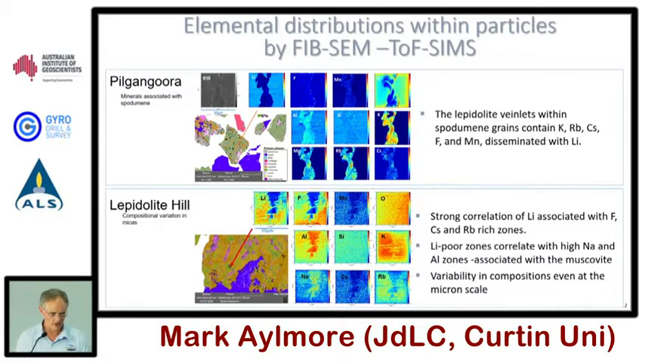As you can see here, the top one is the spodumene, looking at lepidolite zones where the main lithium is obviously associated with the spodumene, but you get variations, and there you've got potassium, rubidium, cesium, fluorine, and manganese in the lepidolite grain disseminated with some lithium. The Lepidolite Hill sample shows a strong correlation of lithium with fluorine, cesium, and rubidium, and the lithium-poor muscovite has high sodium associated. So we can look at variability in compositions right down to a micron scale.